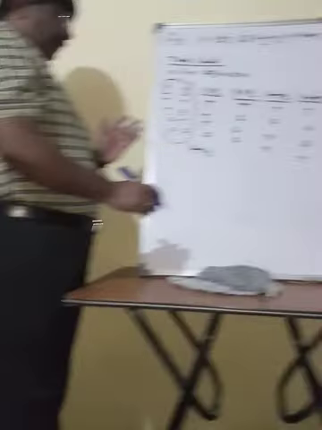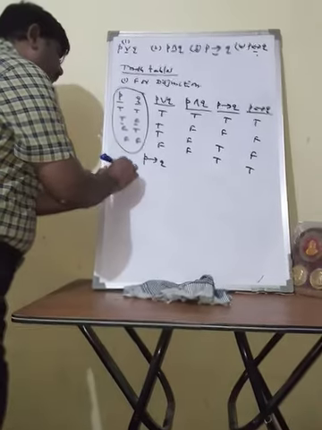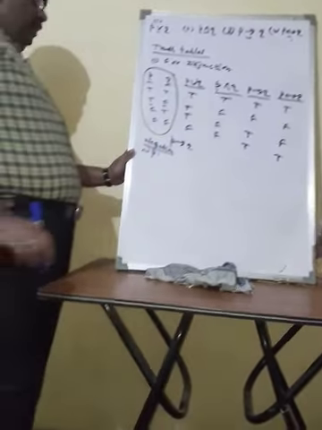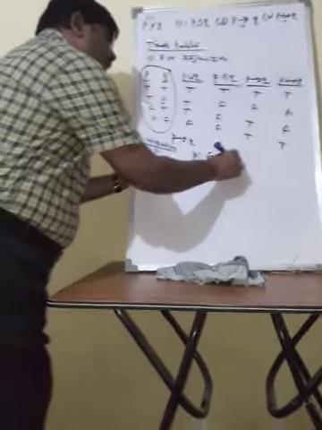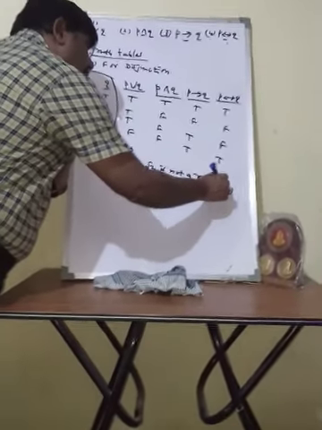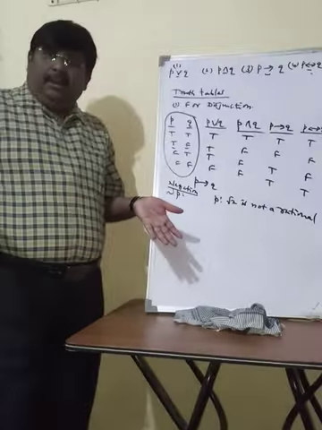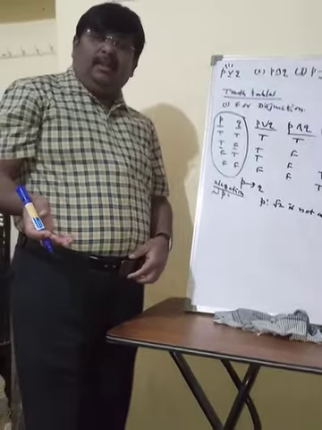Next. See, one more compound proposition, that is negation of P. Negation of a simple proposition. Suppose P is: root 2 is not a rational number. The negative of a given proposition is called its negation. It is not P. If P is given, then not P is called negation.